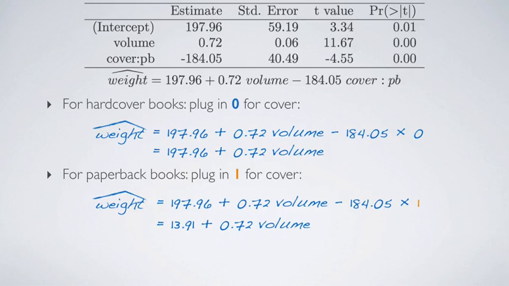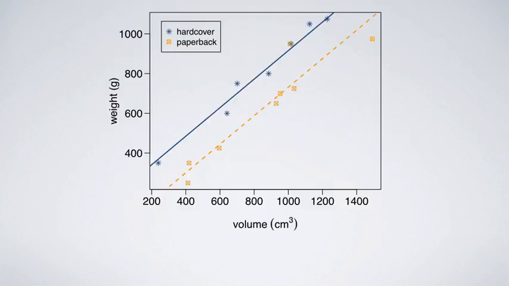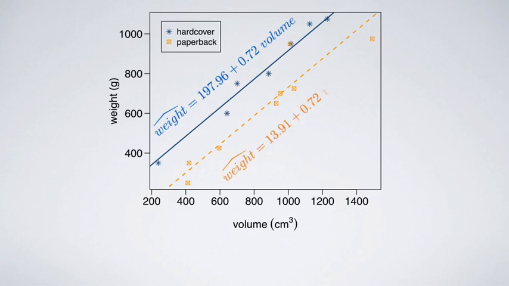So same slope, different intercepts. This is what the regression models actually look like on the scatter plot. For the hardcover books, we have predicted weight is equal to 197.96 plus 0.72 times the volume. And for paperback books, we have predicted weight equals 13.91 plus 0.72 times the volume.